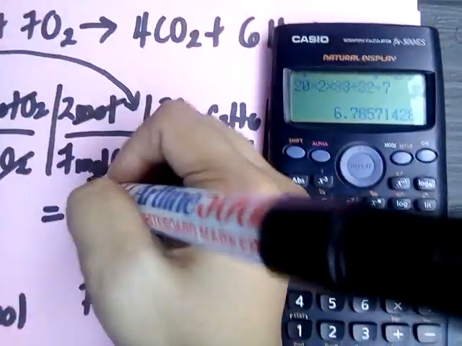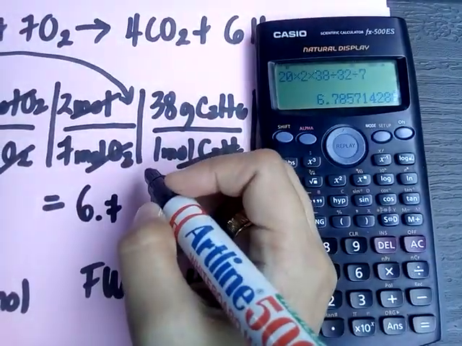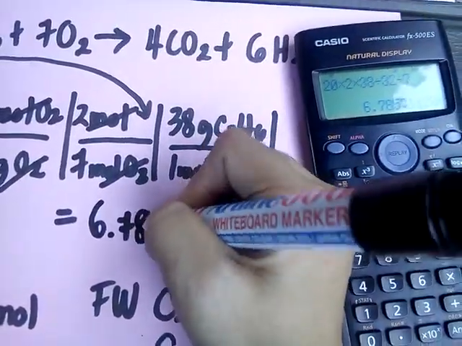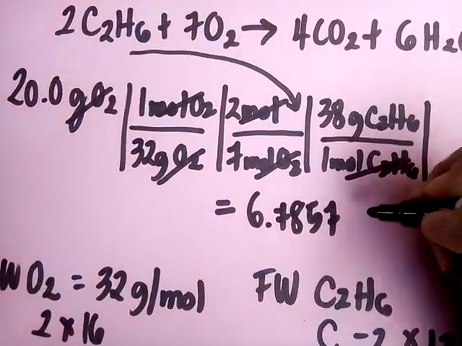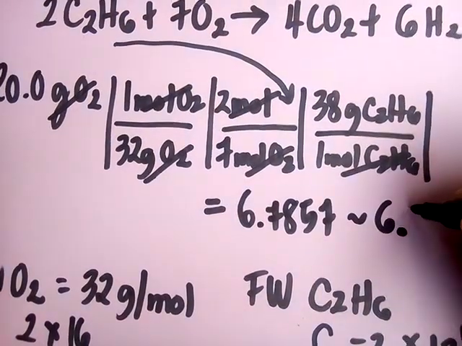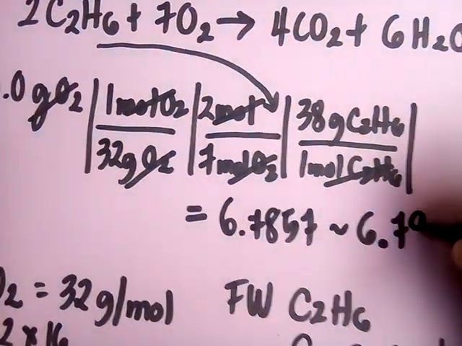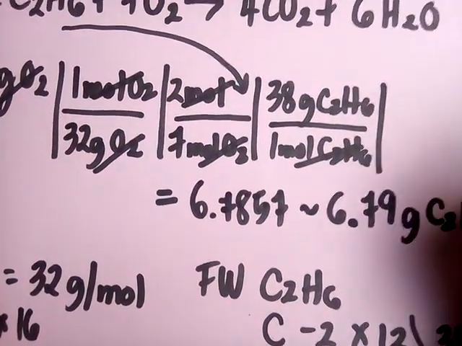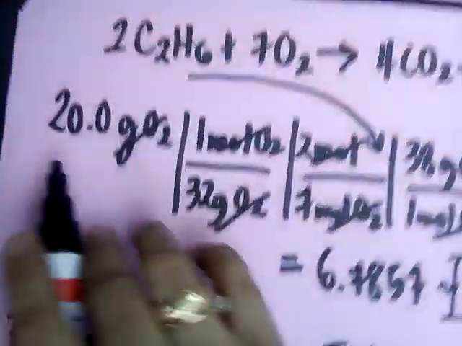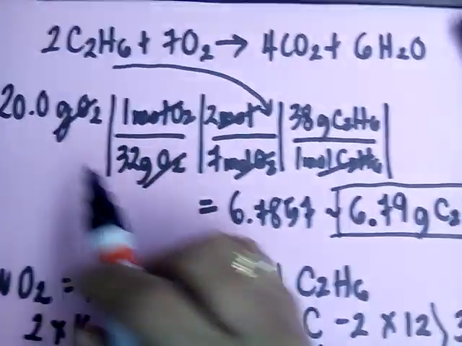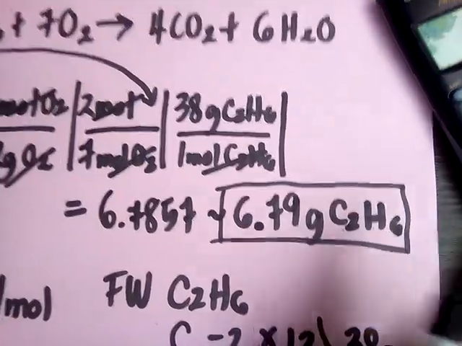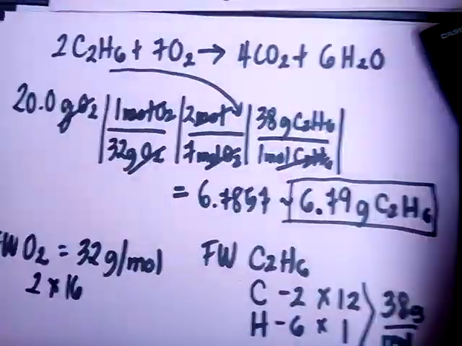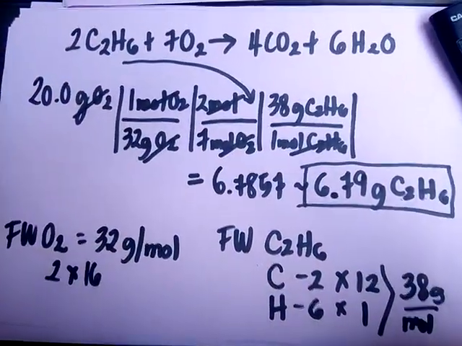The answer is 6.785. But again, you have to express in correct SF. So, express in 3 SF. So, the answer is 6.79 grams C2H6. Alright, so this is our final answer. Meaning, 20 grams of oxygen will react completely with 6.79 grams of C2H6 if the reaction is complete and there is a 100% yield.